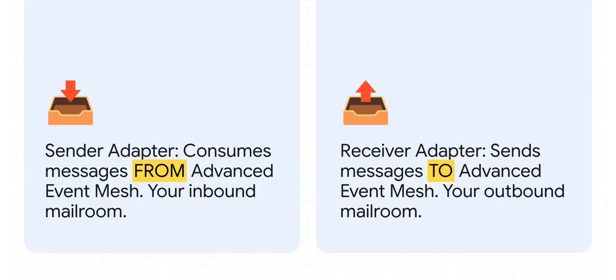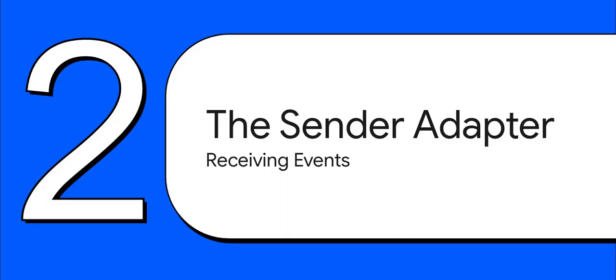Okay, so the best way to get your head around this adapter is to see it as having two sides, two completely different jobs. First, you've got the sender adapter. Think of this as your company's inbound mailroom. Its whole purpose is to receive messages from the Advanced Event Mesh and bring them inside. Then you've got the receiver adapter, which is, you guessed it, the outbound mailroom. It takes messages from your integration flow and sends them out into the world. Just about every choice you make when you're setting this up will fall into one of these two camps, inbound or outbound. So let's zoom in on that inbound mailroom first.